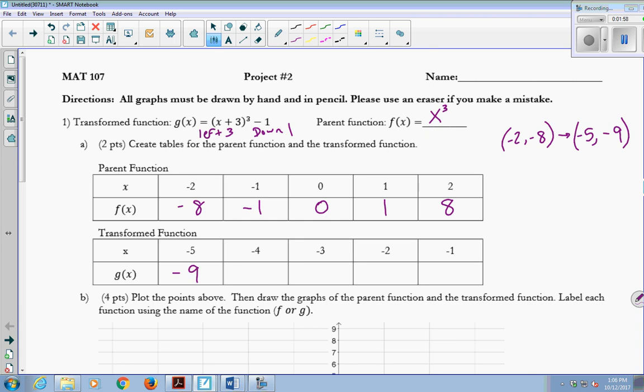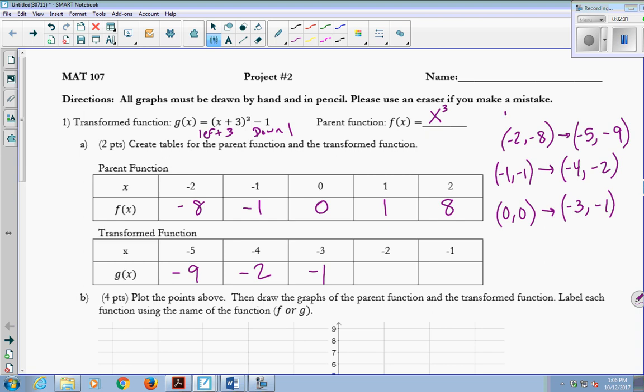And then my next point, negative 1, I'm going to move it left 3 and down 1. So subtract 3 from the negative 1 and I get negative 4. Subtract 1 from negative 1 and I get negative 2. So (negative 4, negative 2). My point (0, 0) from the parent, left 3, down 1 lands at (negative 3, negative 1). So I gave you the negative 3, you need the negative 1.